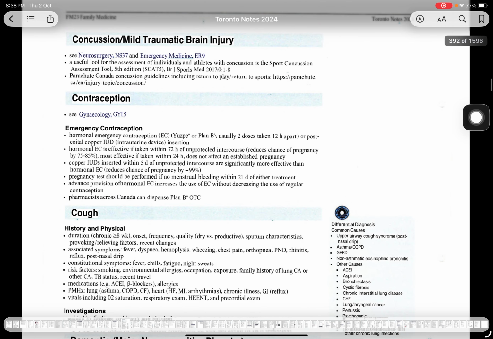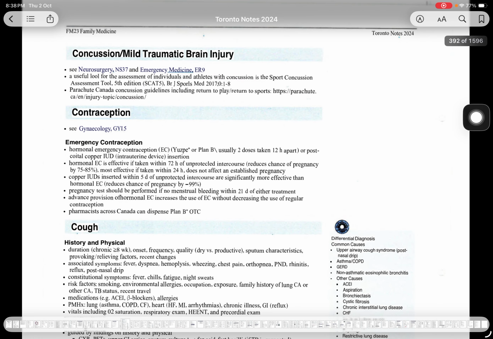So this contraception topic is in two different chapters. One is the family medicine chapter, and the other one is gynecology. So this is the family medicine portion. Emergency contraception is one of the MCC objectives, so make sure you know it well.